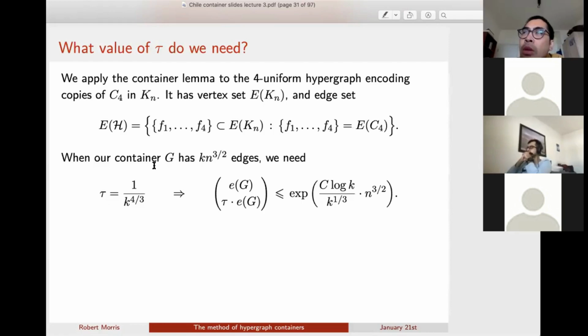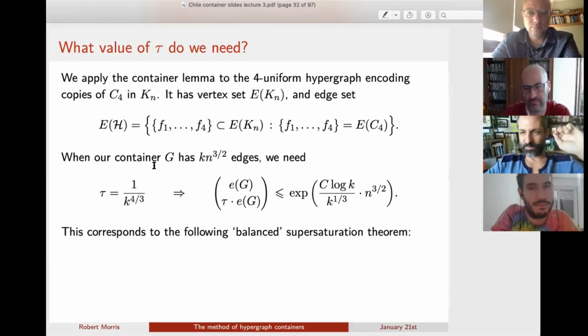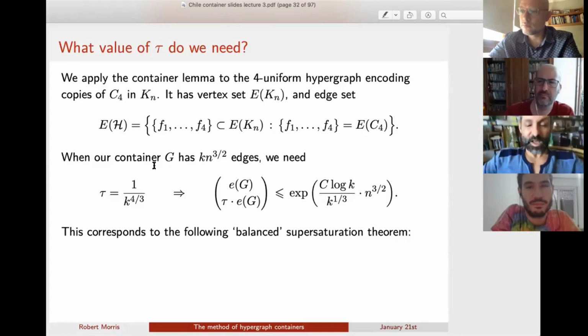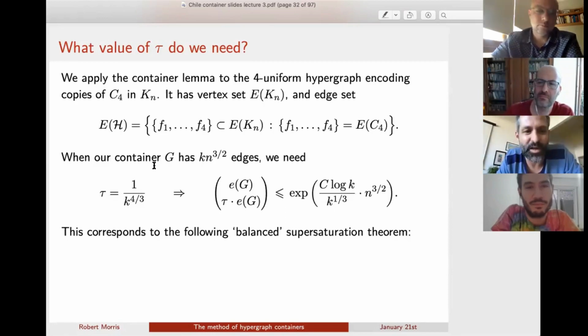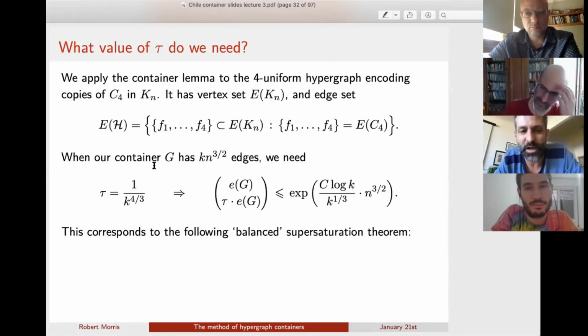Okay. So Robert, it doesn't mean that the tau matters so much here, right? Because it just changes the constant. Yes, sorry, that's an excellent point. To prove the container theorem I stated, we need tau to be 1 over k to the 4/3. But for the application, you're exactly right. Anything of the form k to the minus alpha, with alpha strictly bigger than 1, would be enough.